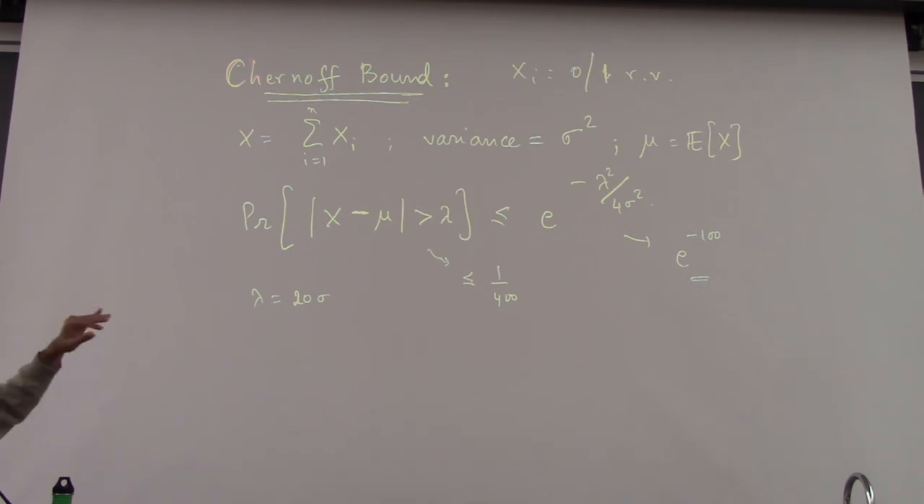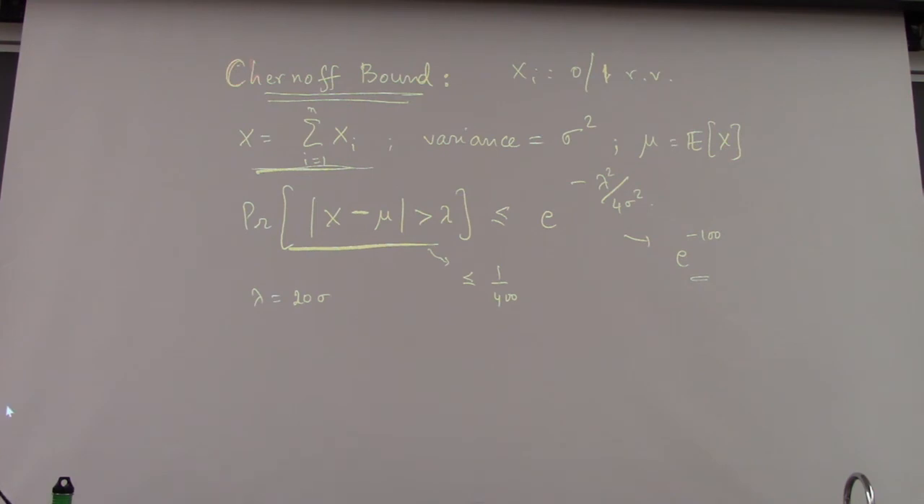The Chernoff bound usually gives you a really strong inequality, but it's also less general. This sort of inequality holds only if you have a sum of independent random variables. Any questions about this? I expect you to have some questions because this is actually a pretty deep theorem.